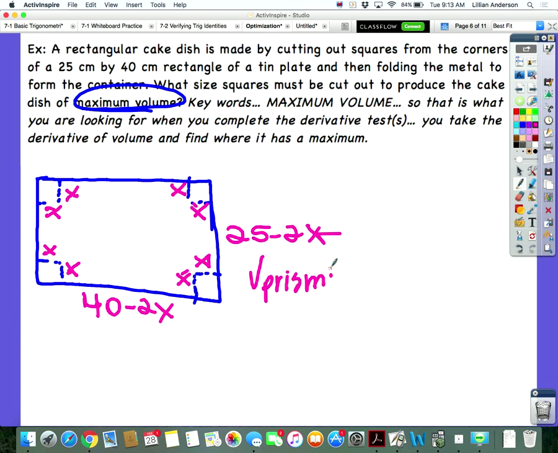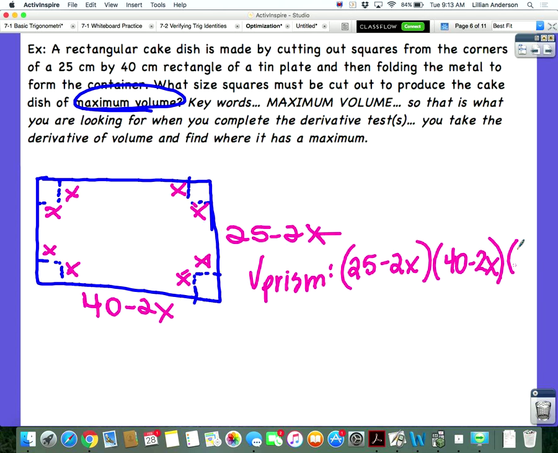What's my length in this problem? 25 minus 2x. What's my width? 40 minus 2x. And what's my height? X. Because however much I cut off, when I fold it up, those are going to represent the size of it. Okay?